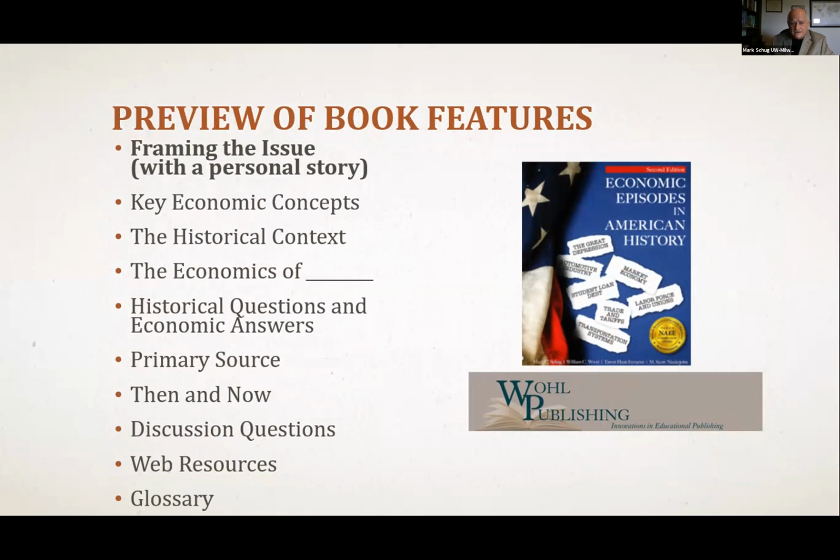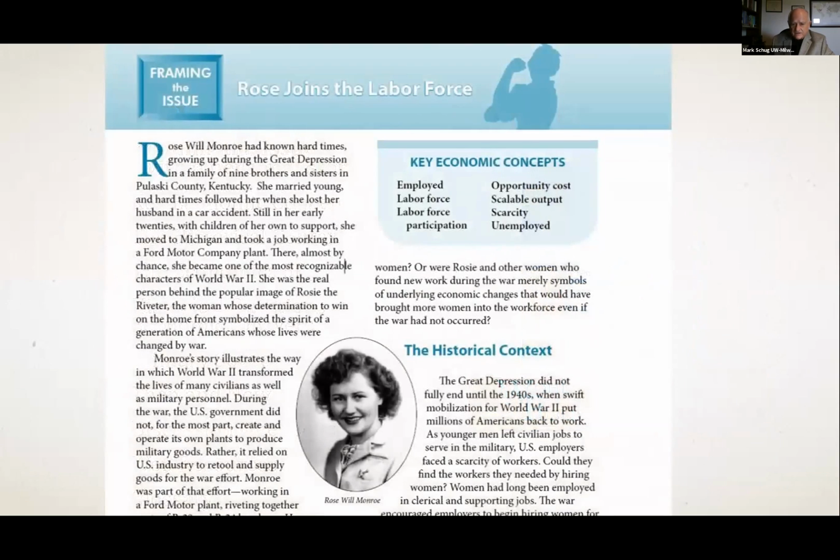So this is how the book is organized. First, we always start with a story. We frame the issue with a personal story. Now, here's a story from one of Bill Wood's chapters. This is Rose Will Monroe, and she became the basis for Rosie the Riveter. So Rose joins the labor force. This is about after World War II, women coming into the labor force in very large numbers. And we use her as our example for that.